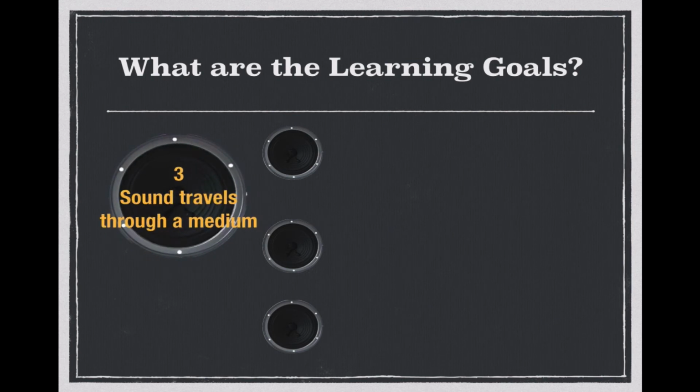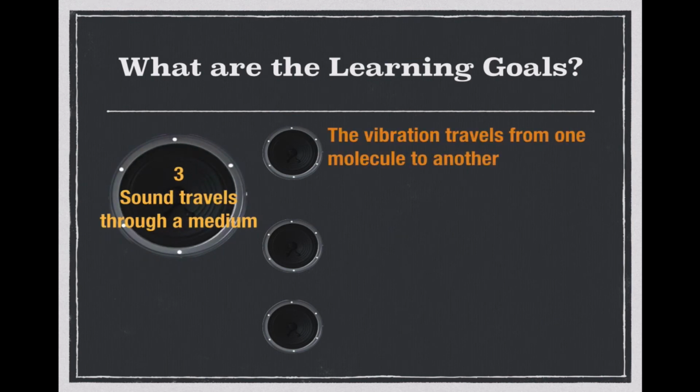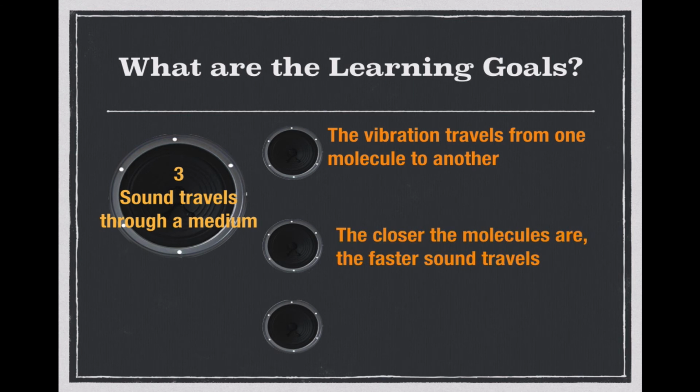So let's talk about number 3. Sound travels through a medium. So in a vibration, it travels from one molecule to another. So you need to have the molecules there for the pattern to transfer. If you have no air, then even though you have a vibration, the sound will not travel from one spot to another. And the closer the molecules are, the faster that sound travels.